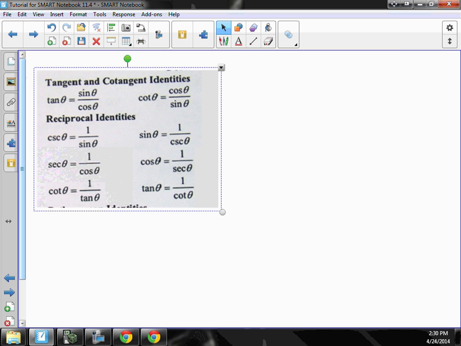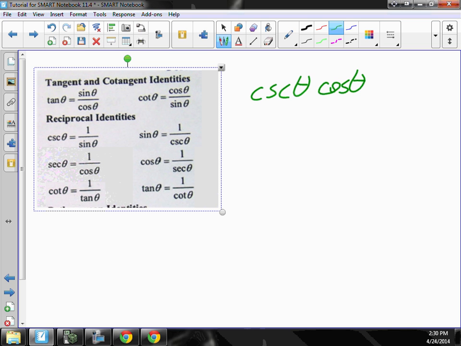So what if I had cosecant of theta, cosine of theta, and tangent of theta? Can we make that easier? Can we make it smaller? And usually you want to turn everything into sines and cosines and then cancel what you can and then convert it into whatever's going to make it the smallest.